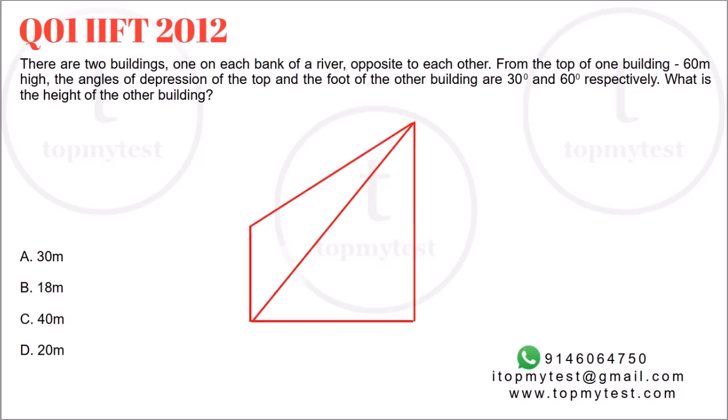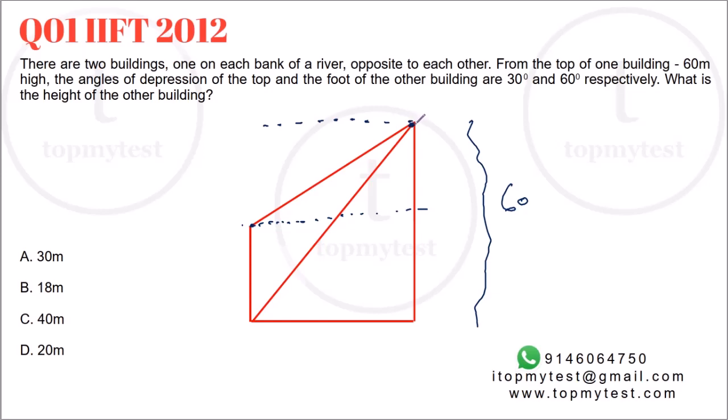Okay, so let's draw this. The angle of depression from the top will be the same as the angle of elevation from the bottom to the top. So this is the taller building, and this is 60. Now, how do you find it's a taller building? Because from the top of this building you are measuring angles of depression, so the other buildings' top and bottom are below the eyesight of the person standing on top.